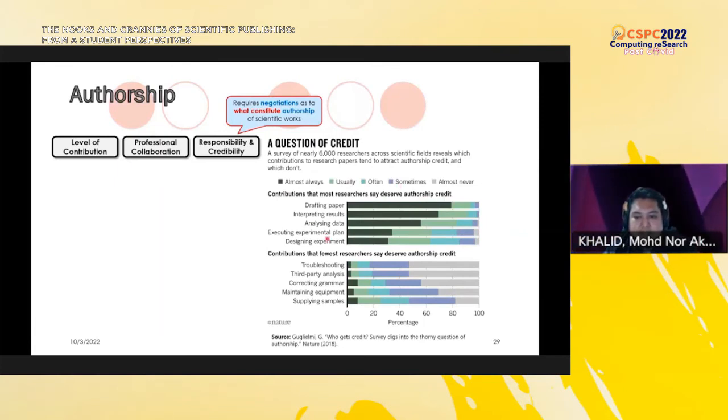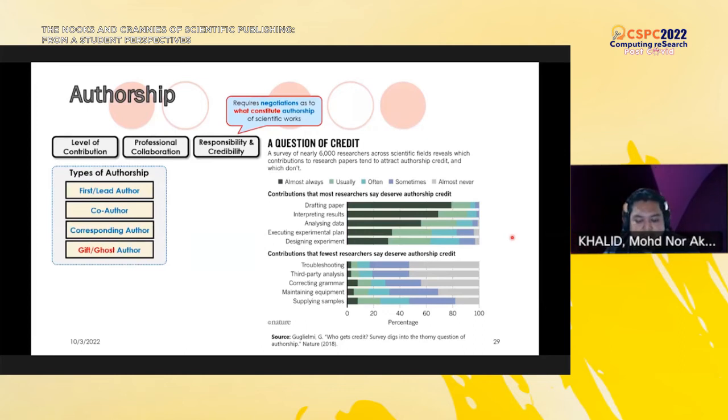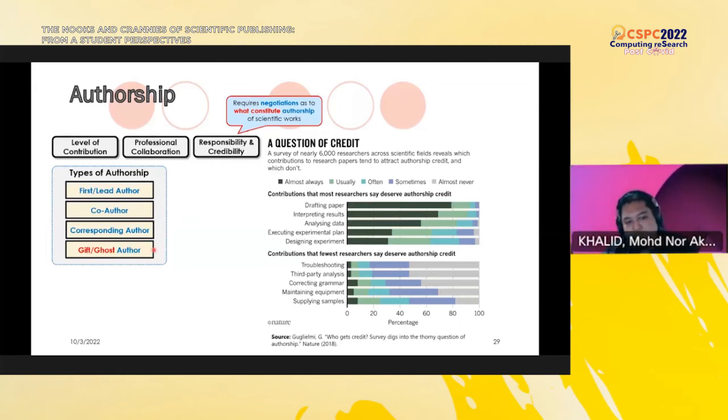The first part is where most researchers say if you have done this, then you deserve authorship. If you have done this, then it doesn't really count as authorship. But it varies, because sometimes it's possible to have a gift or ghost author, meaning that you just want to invite someone for the purpose of having international collaboration and so on. If the author that you invite doesn't mind, it's okay to have it, but sometimes it's not very ethical.